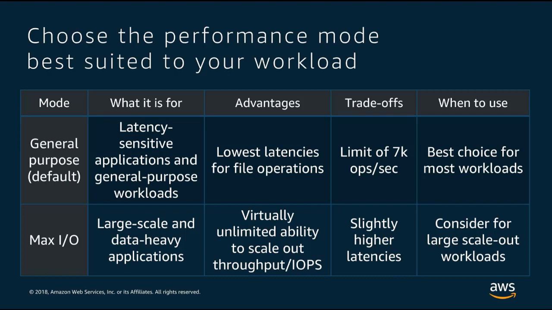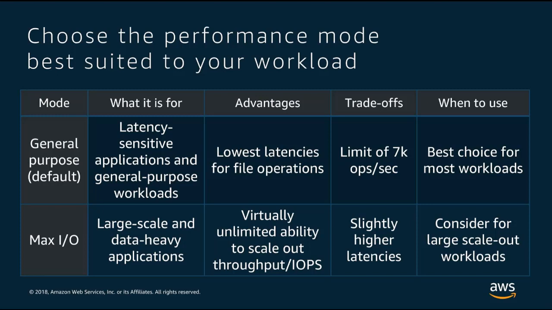Virtually unlimited amount of storage and IOPS are available for the max I/O file system, and you should really consider it when you have to scale out again to hundreds or thousands of instances. However, there are trade-offs. With the general purpose performance mode, there's a 7,000 I/O per second limit. So if your application requires low latency access and can live within a 7,000 IOPS model, then the general purpose performance mode is ideal for you.